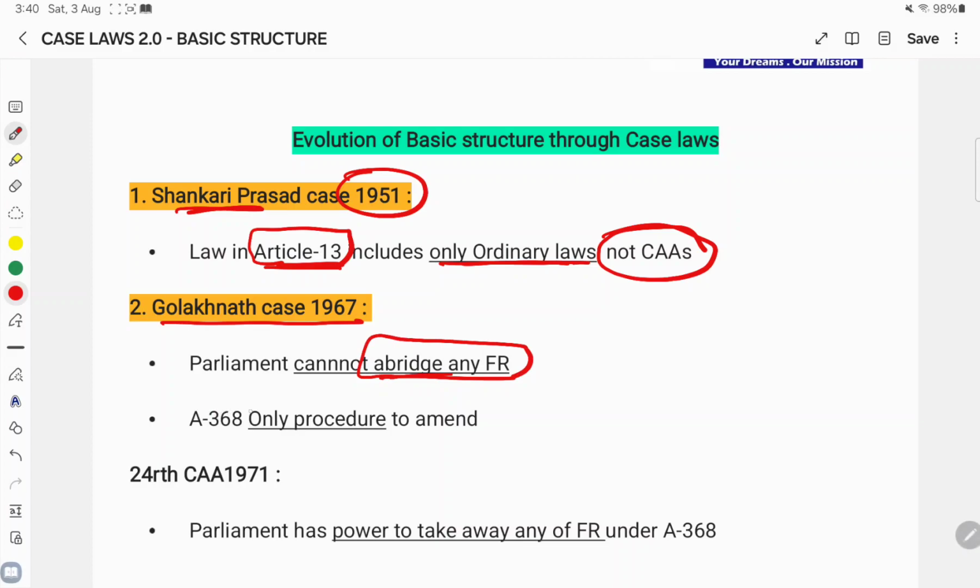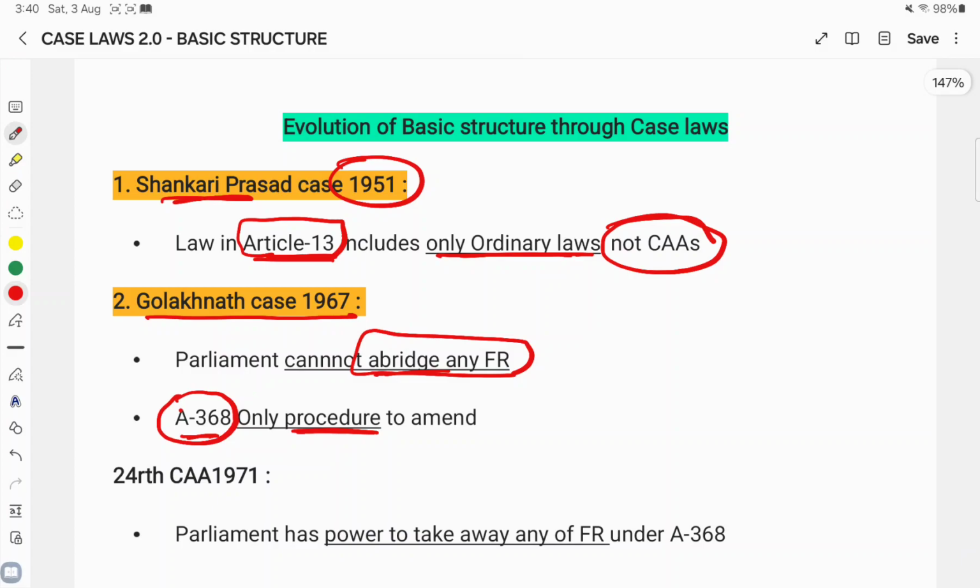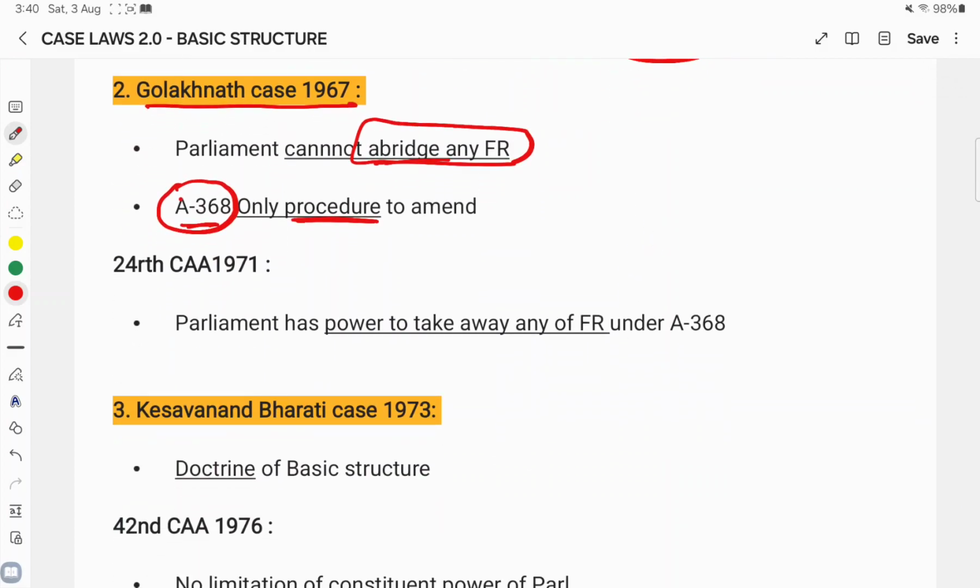What the Golaknath case said, and the Supreme Court said, is that Article 368, which is related to the amendment of the Constitution, gives only the procedure, not the power to amend the fundamental rights. But Parliament reacted through the 24th Constitutional Amendment Act of 1971. Through this amendment, Parliament said that it has the ultimate power to take away any fundamental right under Article 368. This was the reaction of the legislature against the judiciary.